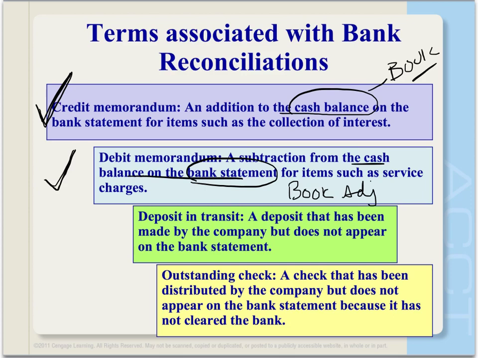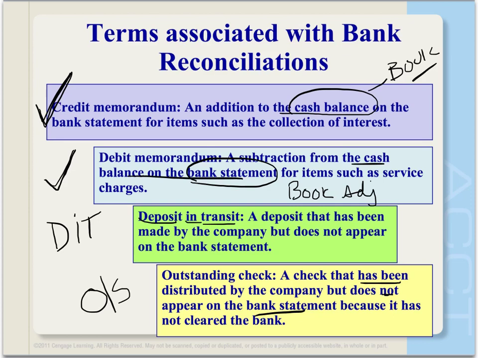Third, we have something we call deposits in transit, a deposit that has been made by the company but does not appear on the bank statement. We abbreviate that as DIT, deposit in transit. Last, we have something we call an outstanding check, a check that has been distributed by the company, but does not appear on the bank statement because it hasn't cleared the bank yet. We call that O/S for outstanding checks.